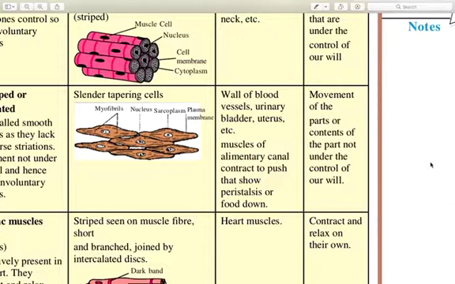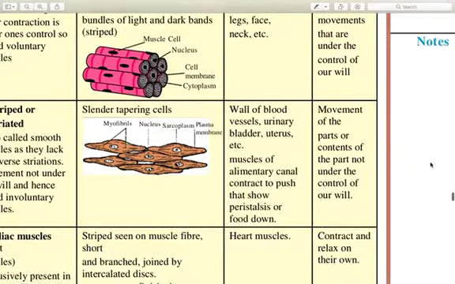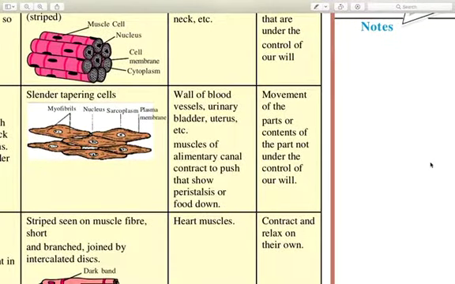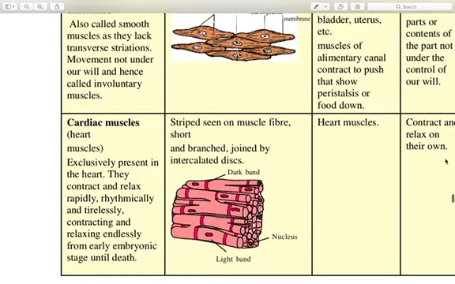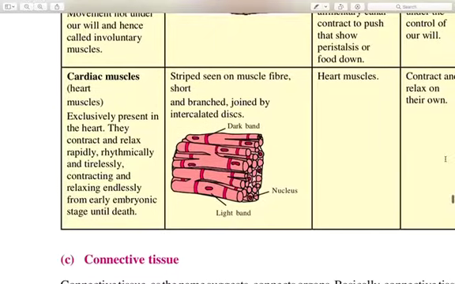When we eat the food and gulp it, inside, the food is moved further by the muscles. We don't move it ourselves. You understand? We don't do voluntary actions, but these are involuntary actions that happen inside our body. The function is the movement of parts or contents not under the control of our will, as I told, like in our abdomen, our stomach, or other places like the urinary bladder. The next is cardiac muscles.